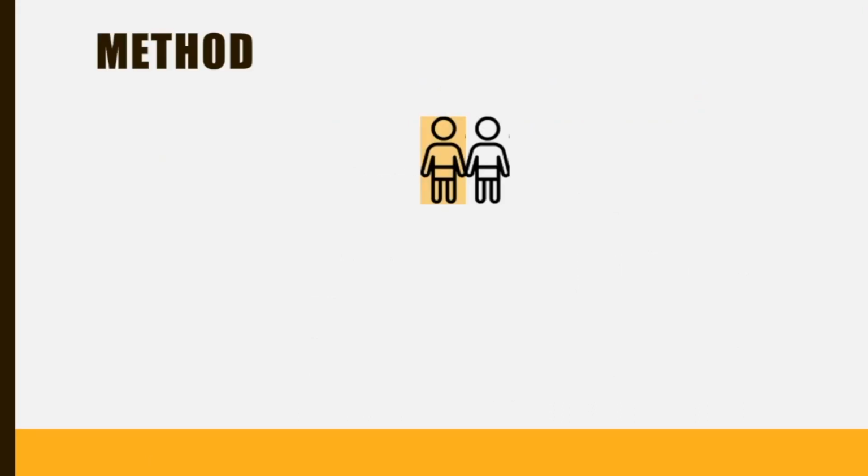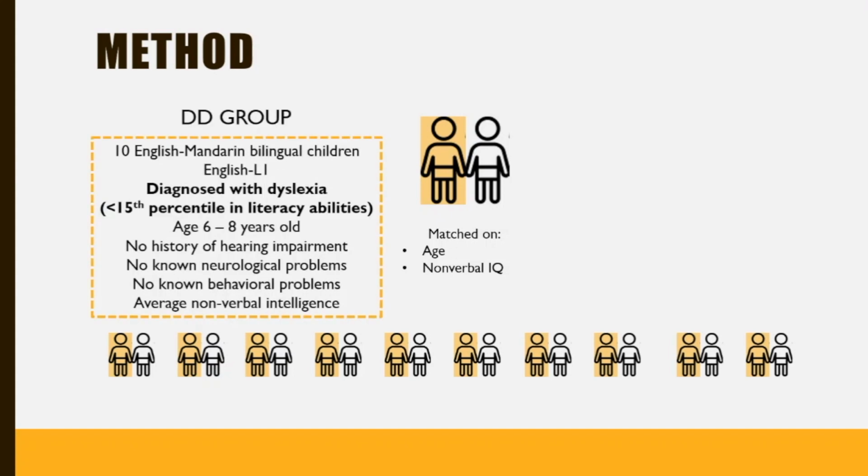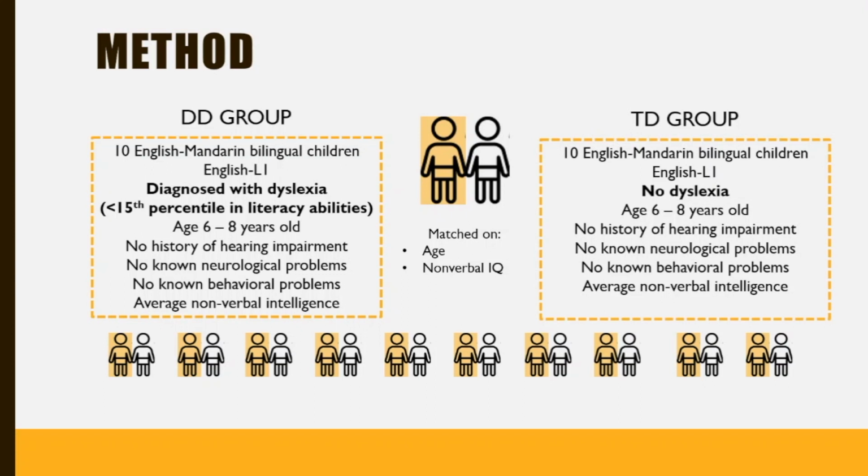And like I mentioned earlier, so this is a pair of children. So I have the ones with dyslexia and the one without. And they both have very similar age and non-verbal IQ scores. And I formed 10 of such pairs. So this is the profile for the dyslexic group and the typical group. So they are fairly similar, except for the fact that one has dyslexia, the other doesn't. And there are 10 pairs like this.